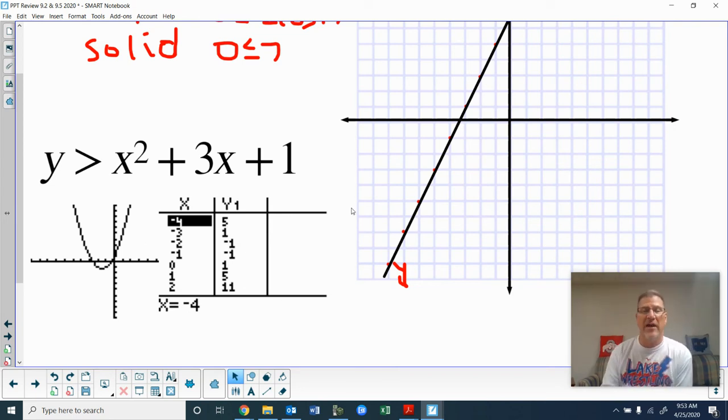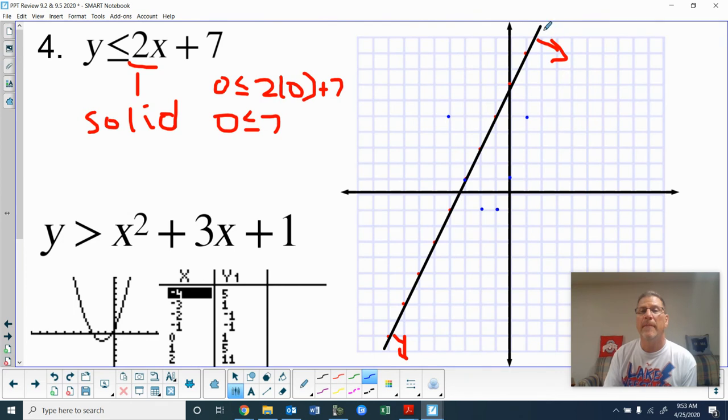So -4, 5 would be a point. I'll make this one in blue. So -1, 2, 3, 4. 1, 2, 3, 4, 5. There's a point. -3, 1, 1, 2, 3. There's a point. -2, -1. -1, -1. 0, 1. 1, 5. 2, 11. So that would be like up there. Okay. So I have to draw a parabola there.